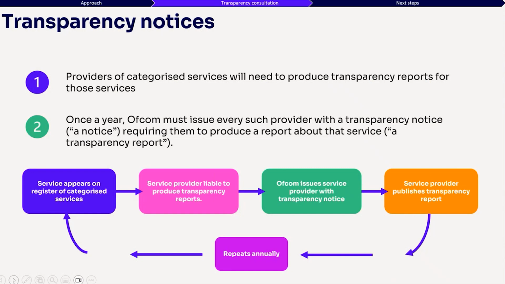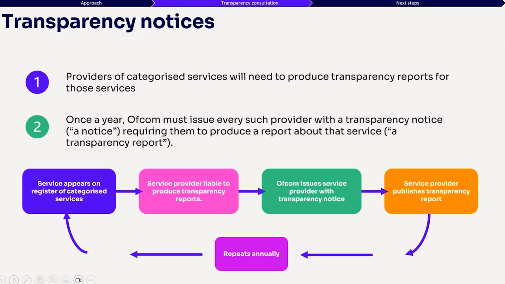So as Andrew's just noted, stepping back a bit, the duty to produce transparency reports is one of this range of additional duties that apply to categorised services. I'm just going to take a little bit of time to explain that process to make sure that we can then get into the weeds of what those categorised services will have to do to meet their transparency duties.